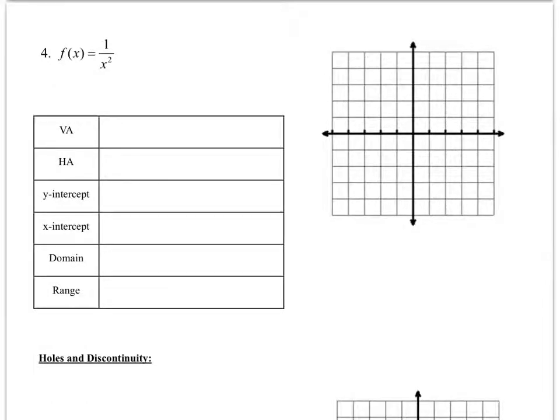Today we're going to continue our discussion on how to graph rational functions. Yesterday we learned about the horizontal and vertical asymptotes, x and y intercepts, and how to sketch a graph.